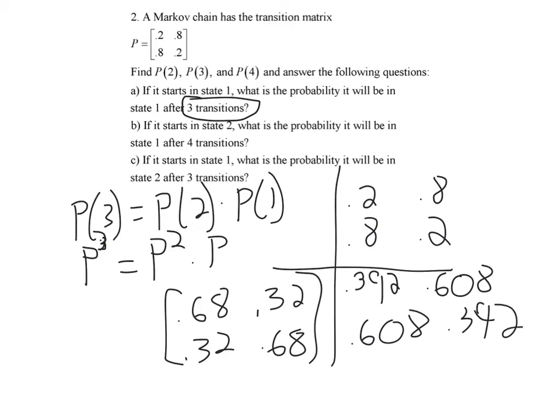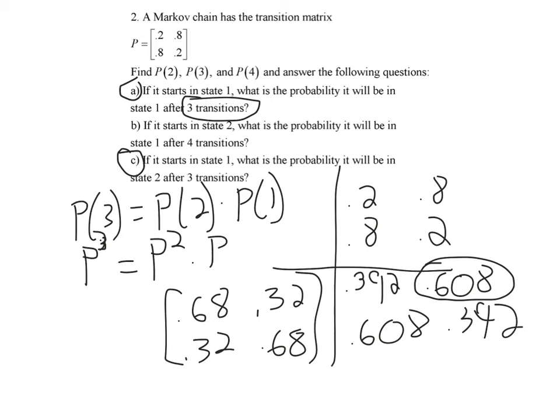So if I want to know if it starts in state 1, probably they'll be in state 1 after 3 transitions, that's part A up here. So starting in state 1, ending in state 1 after 3, that's the 0.392, row 1, column 1. If we look at C, if it starts in state 1, it's probably going to be in state 2. So state 1, remember that's first row. Probably it ends in state 2, that would be the 0.608. So that's the answer to part C.